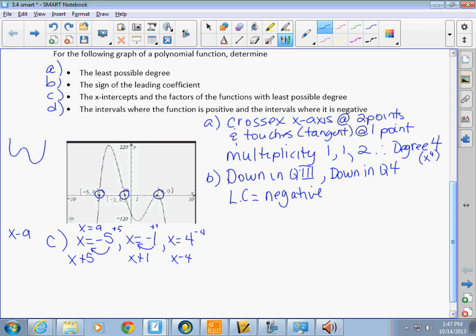And they are in our least possible degree. What that's saying here is there might be some that have a higher multiplicity than 1, which means they would have a higher degree than 1, but all we do is just write that. X minus 4 had a multiplicity of 2. So instead of writing it as x minus 4 times x minus 4, we just put multiplicity of 2.